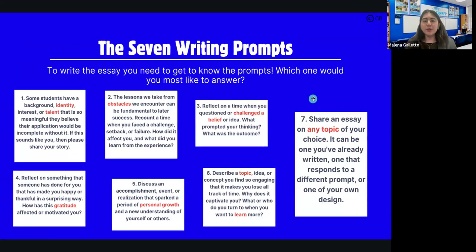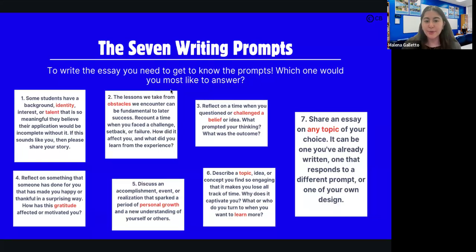And these are the 7 prompts that Common App gives you to answer in your personal statement. I encourage you to take a moment to read them, maybe tonight or whenever you have the time, hopefully soon, so you can start brainstorming some ideas for things that you can write about. Some things I want to point out is a lot of these prompts are very vague or open-ended. And the last one is share an essay on any topic of your choice.